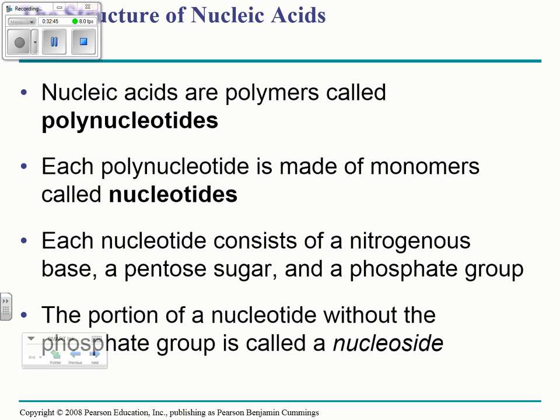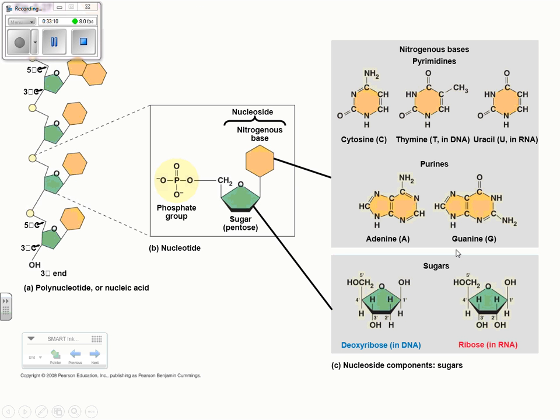RNA occurs in the ribosomes when we build our polypeptide chains. So the nucleic acids are polymers of polynucleotides. We can also call the monomers nucleotides. And again, there's some redundancy here. Each one has a nitrogen base, the sugar, and the phosphate group. So here are our pictures. Notice cytosine, thymine, and uracil, which is only in RNA; thymine's only in DNA.